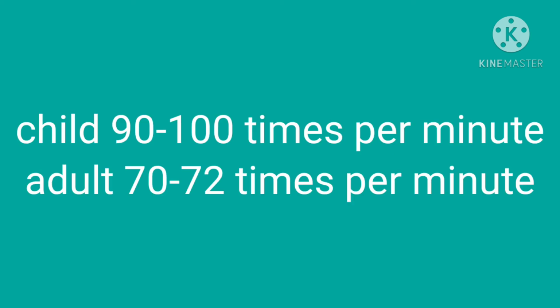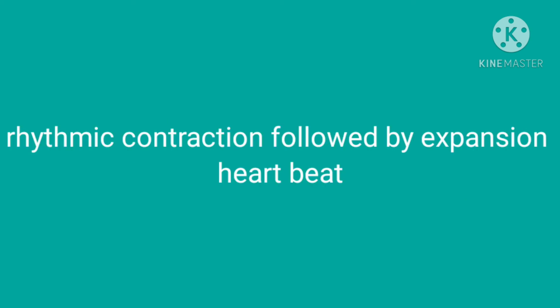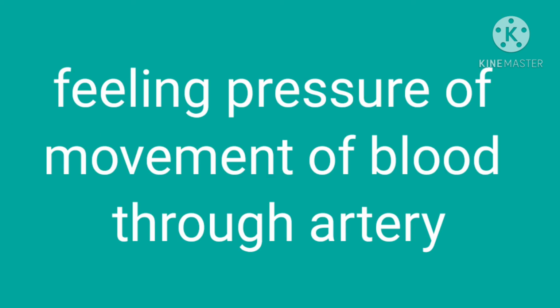Heartbeat and pulse. In a child, the heartbeat varies from 90 to 100 times a minute. In an adult, the heartbeat varies from 70 to 72 times per minute. The heart shows regular contraction and relaxation. This rhythmic contraction followed by expansion constitutes a heartbeat. And the doctor holds your wrist and counts your heartbeat. In fact, he is noting the pulse by feeling the pressure of movement of blood through the artery at your wrist.